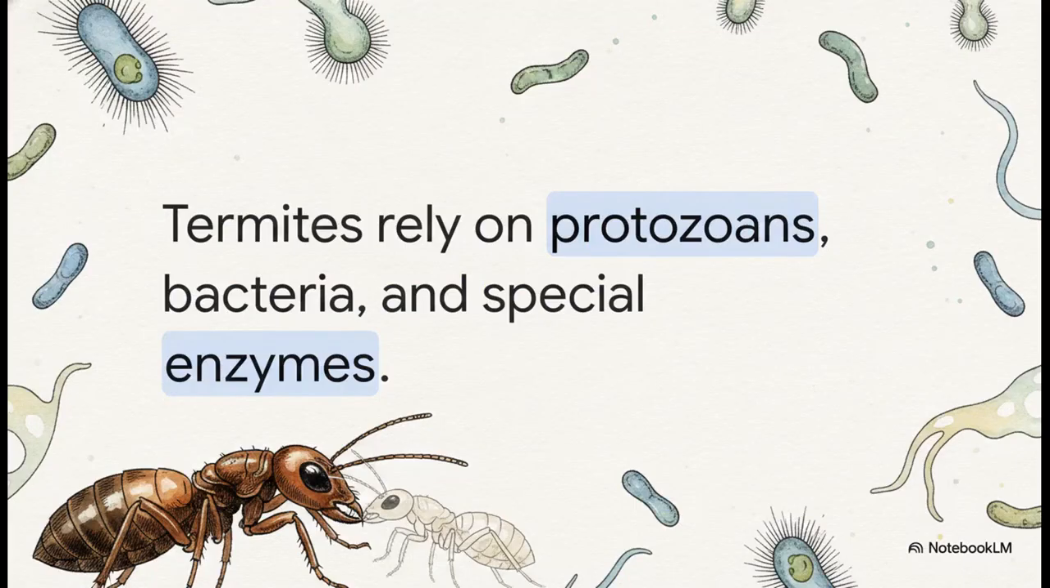If you went with all of the above, you're spot on. Termites are just an absolute marvel of biology. They rely on a highly complex cocktail of single-celled protozoans, bacteria, and special enzymes right in their gut. In fact, young termite nymphs aren't even born with these microbes. They actually have to get them from older workers through an incredible food-sharing process called trophallaxis. Literally, teamwork at a microscopic level.